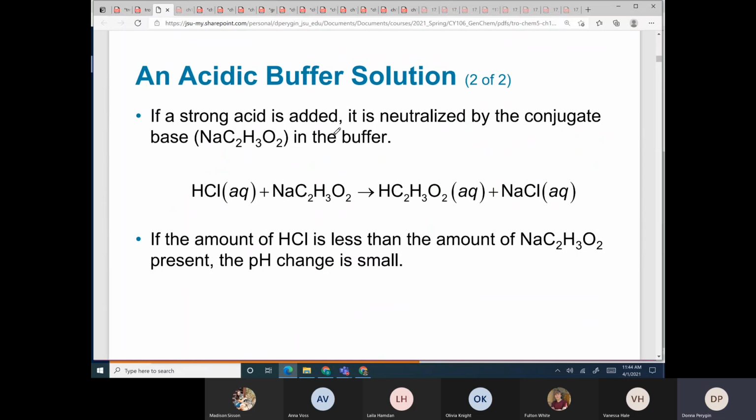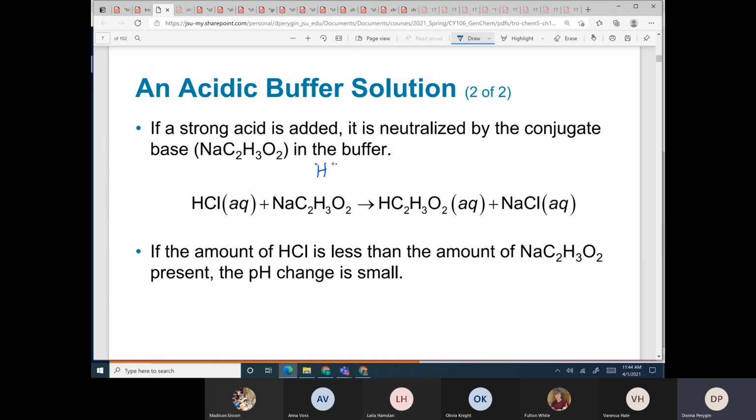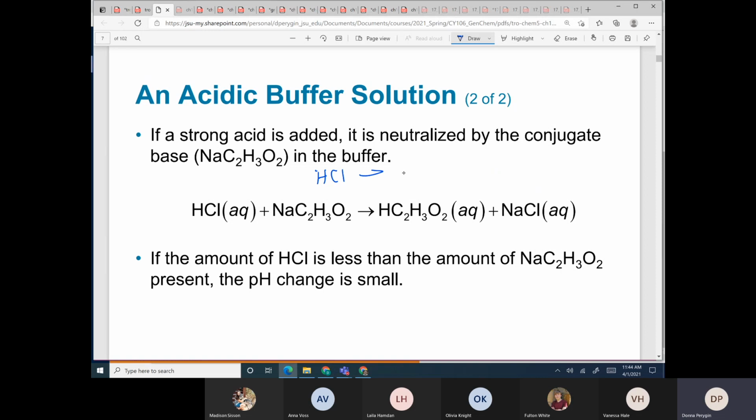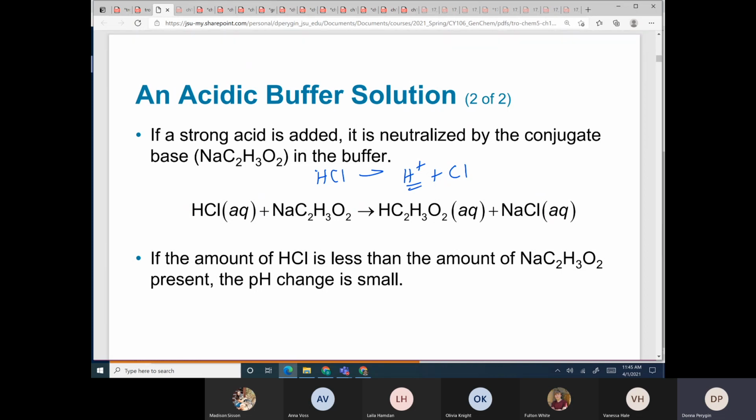So if a strong acid is added, okay, it's neutralized by the conjugate base in the buffer. So if you add, remember HCl is a strong acid, so it's going to completely dissociate in water to give you H plus Cl minus. So this increases the hydronium ion concentration in water. But if you add HCl to a buffer solution, then the acetate anion is going to pick up the hydrogen from the H plus here, and it's going to form the unionized acetic acid plus sodium chloride.